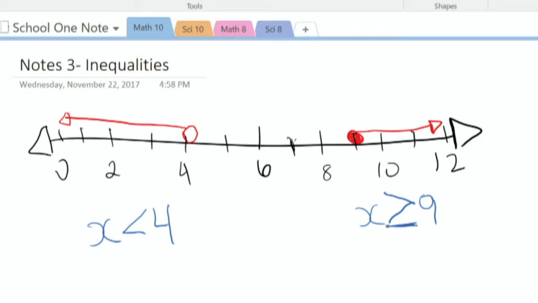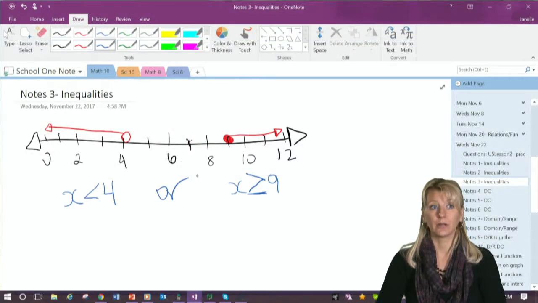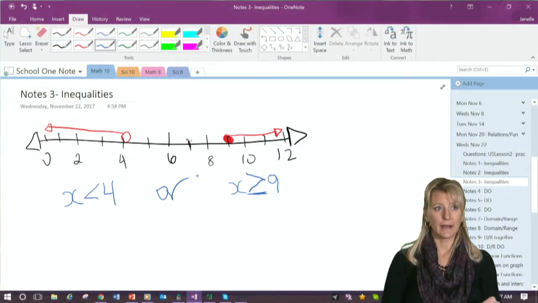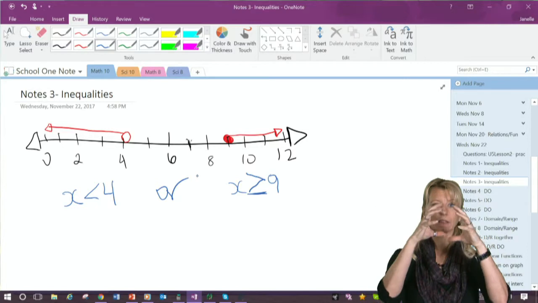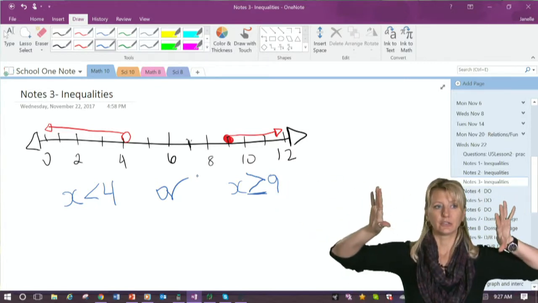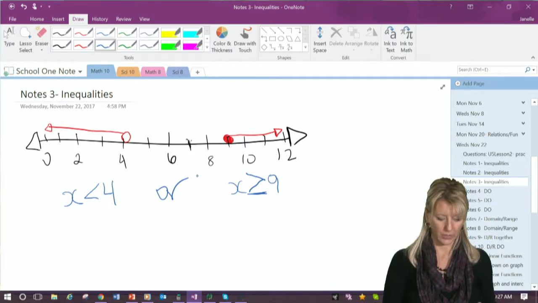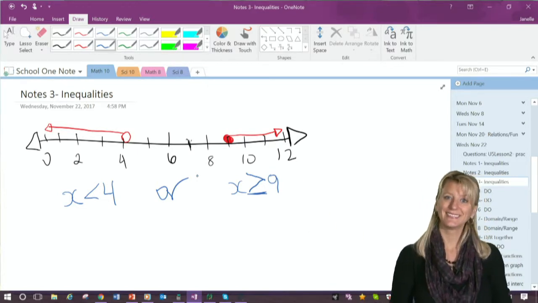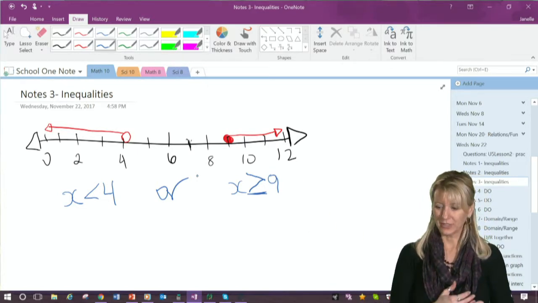Okay? And guess what? All you do is put the word or in between them, and that's how that is the domain. That's the inequalities for that one. So if the x isn't stuck between two of them, if it's going out this way, then it's just an or, one in between. So I'll give you guys a few seconds to just make sure you have that done.